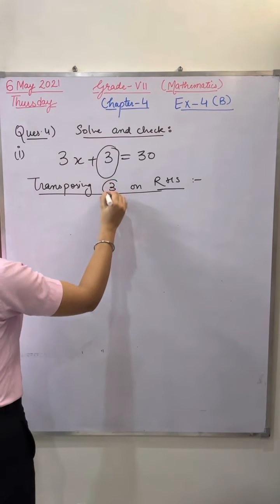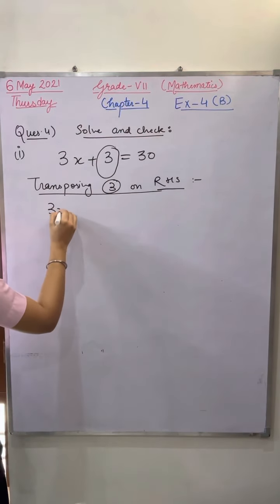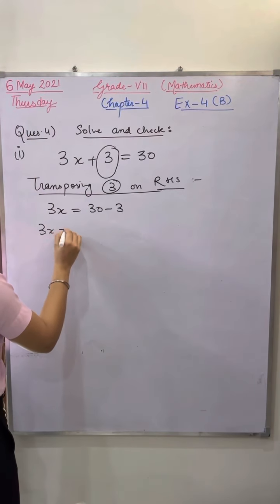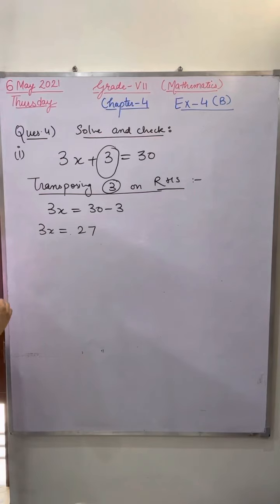Transposing 3 on right hand side. So this will be 3x is equals to 30 minus 3. 3x is equals to 27. Okay, now what should I do? I have to multiply or I have to divide? I'm giving you a hint. Division or multiplication? Angel, Prasan, very good.